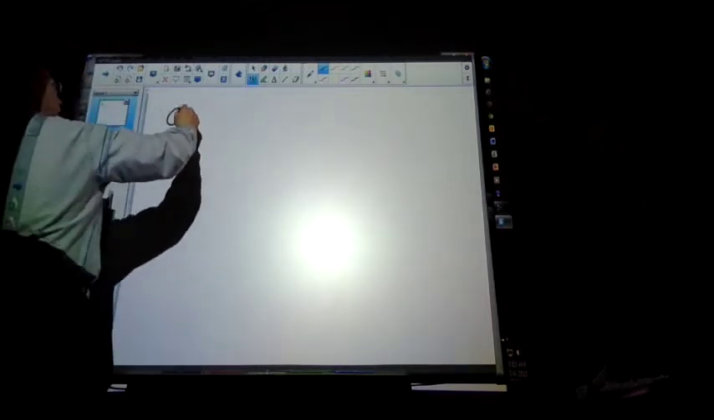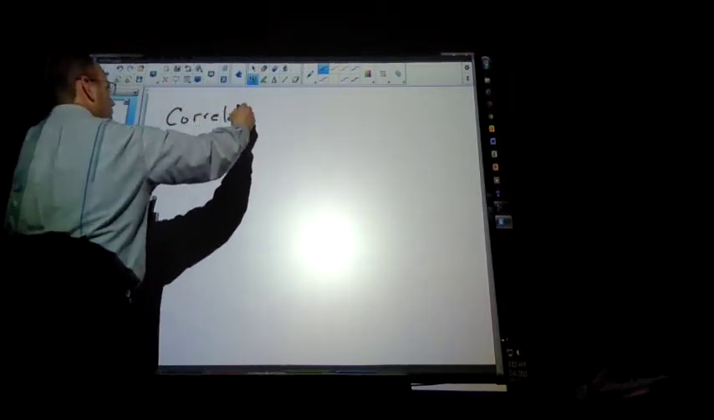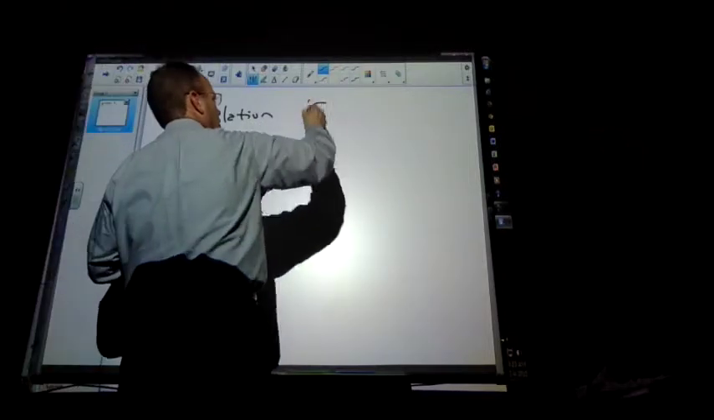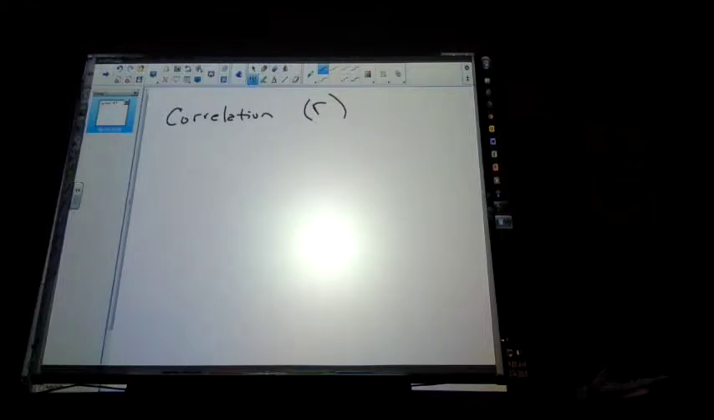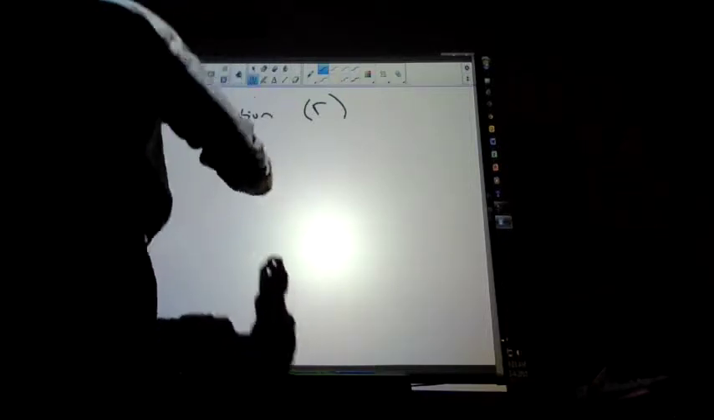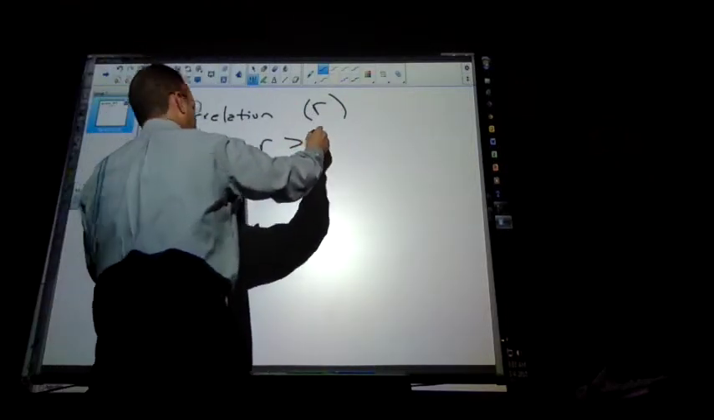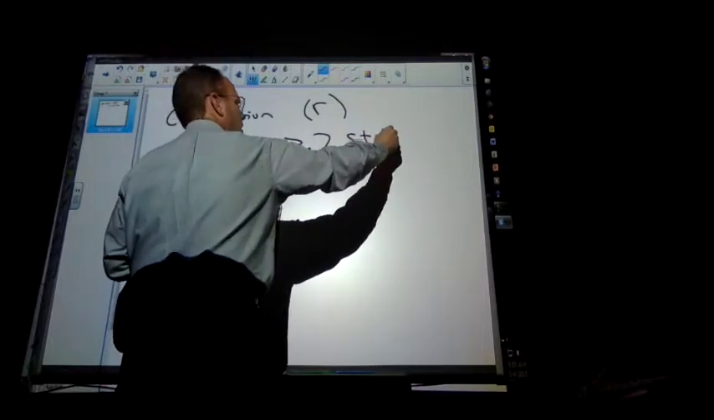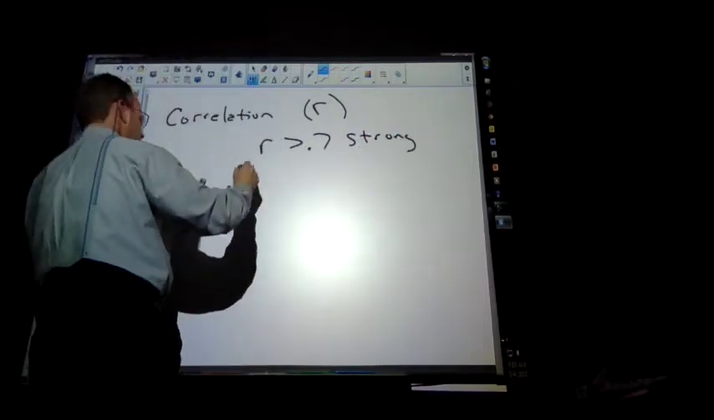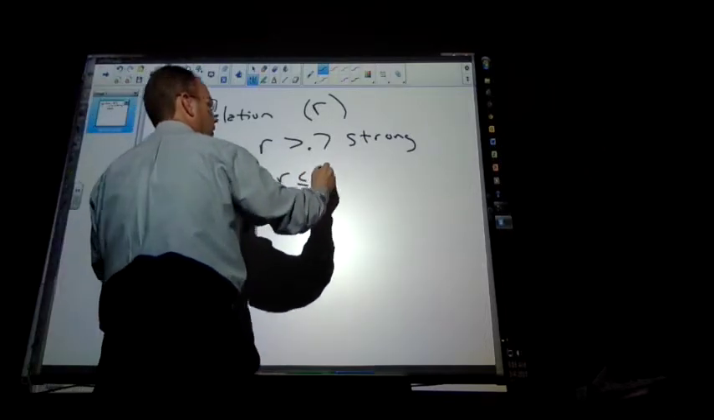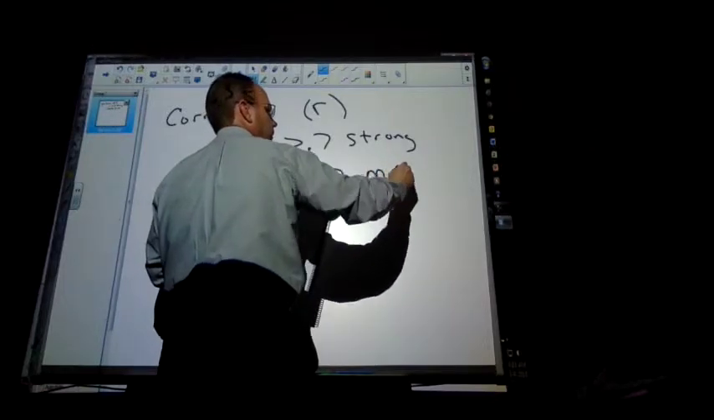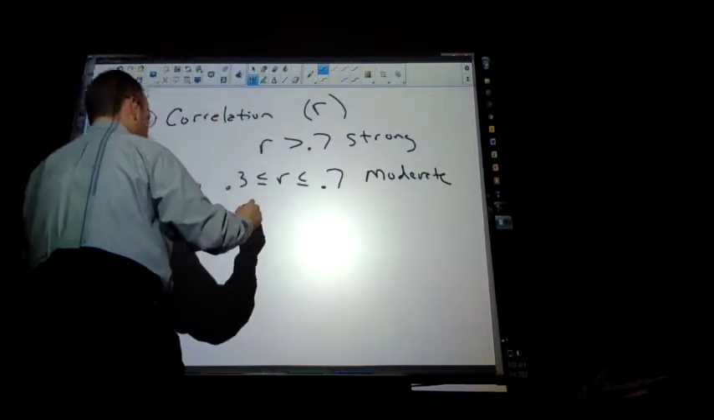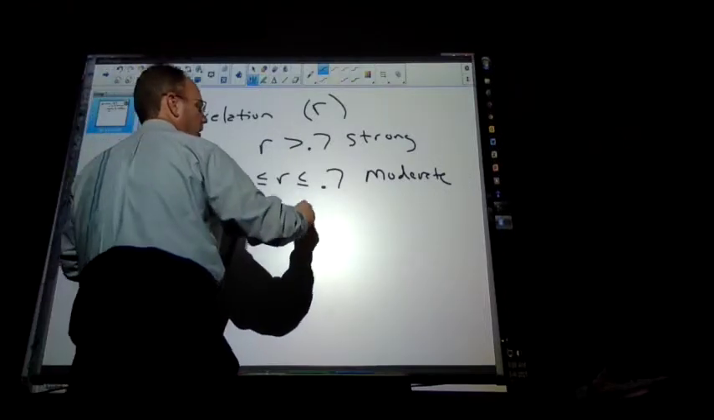So correlation we've been dealing with. That's your R value. And this tells you the strength of your ordered pairs, can be positive or negative. If your R value is greater than 0.7, it's considered strong. If it's between 0.3 to 0.7, this is moderate. And if we have R being less than 0.3, this would be weak.